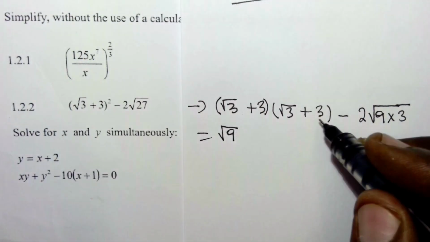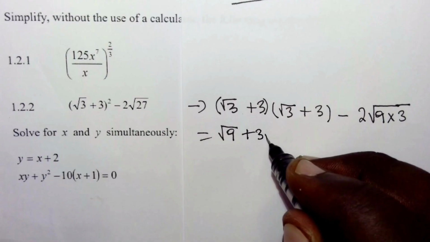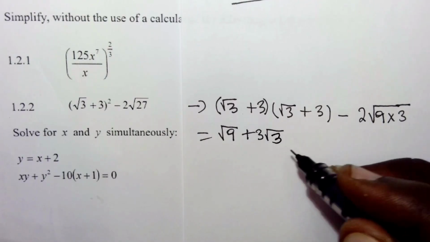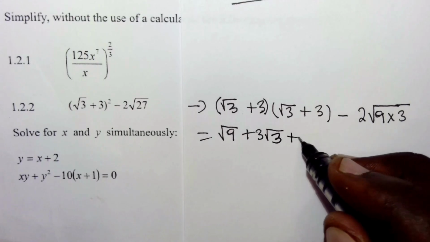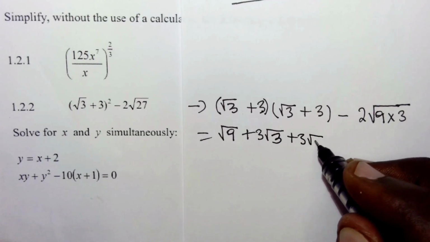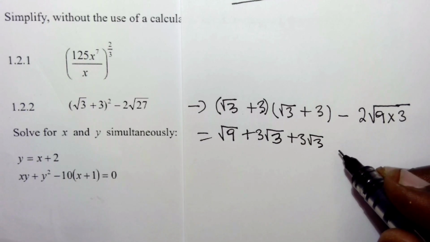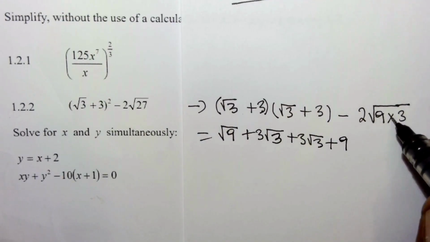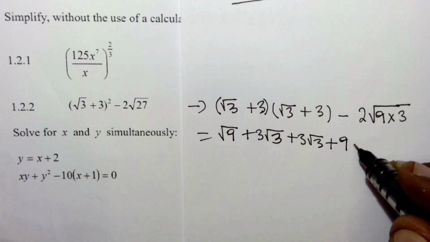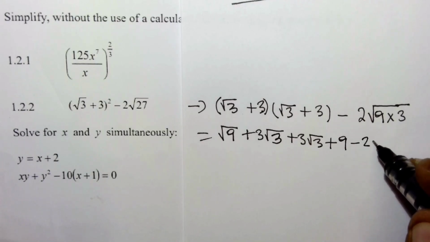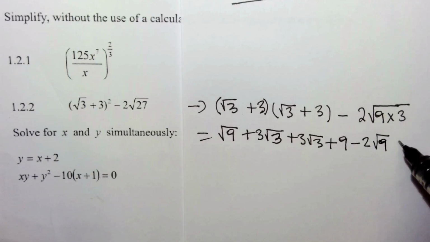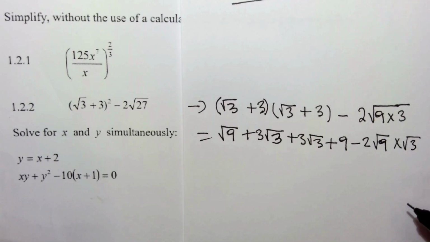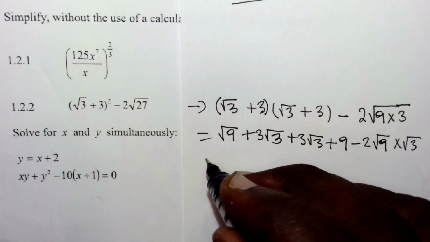So root 3 times 3 is going to be 3 root 3. This is the same thing. It's going to be 3 root 3. And then when we move on, 3 times 3 is going to be positive 9. But look at this. This one is going to be 2 root 9 times root 3. I hope you are still okay there.